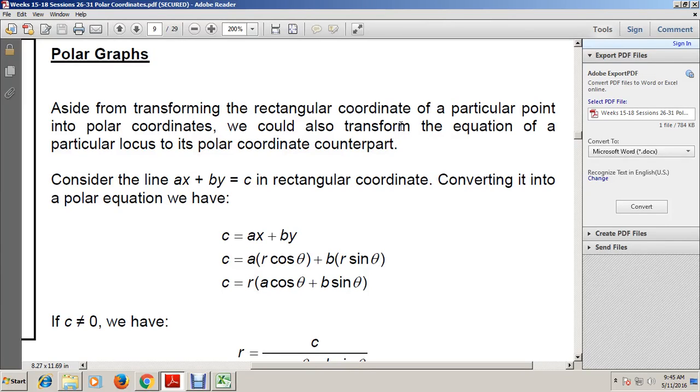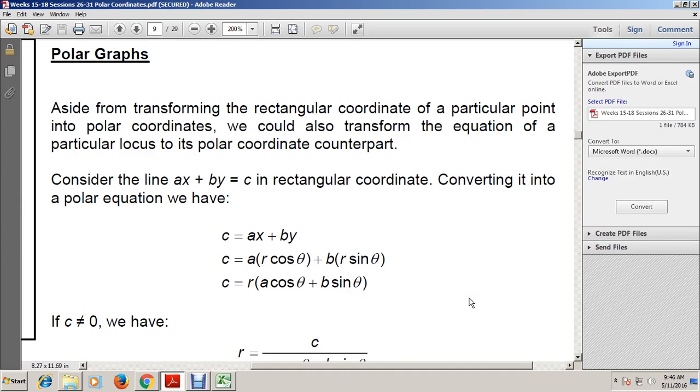Okay, so we'll be continuing now on our discussion on polar coordinates. This is the second part of the video lecture series on polar coordinates. Today, for this topic, we will be starting with polar graphs.